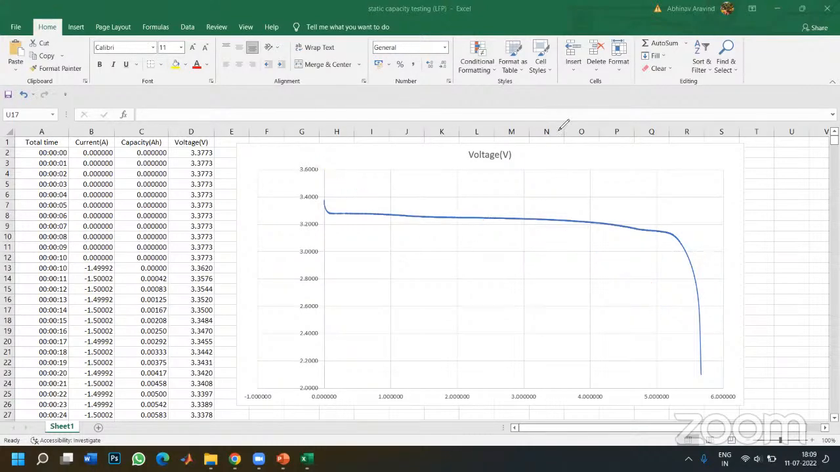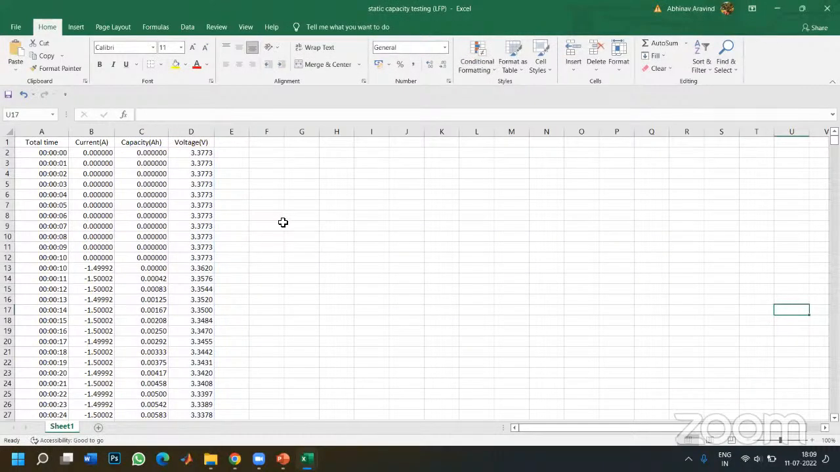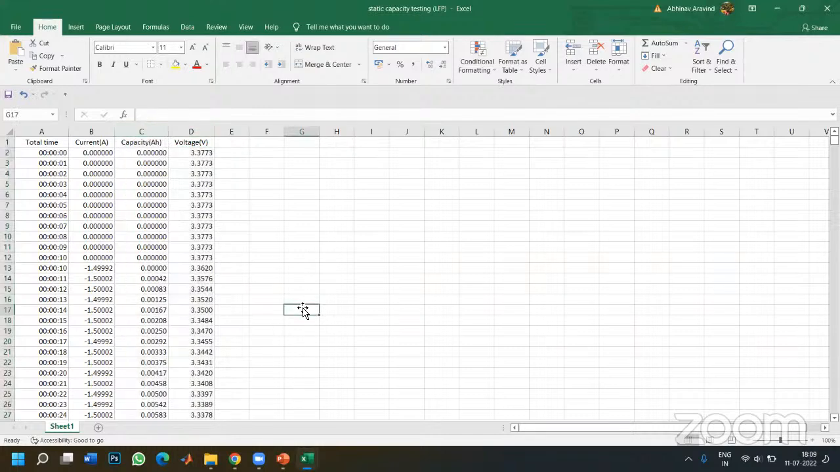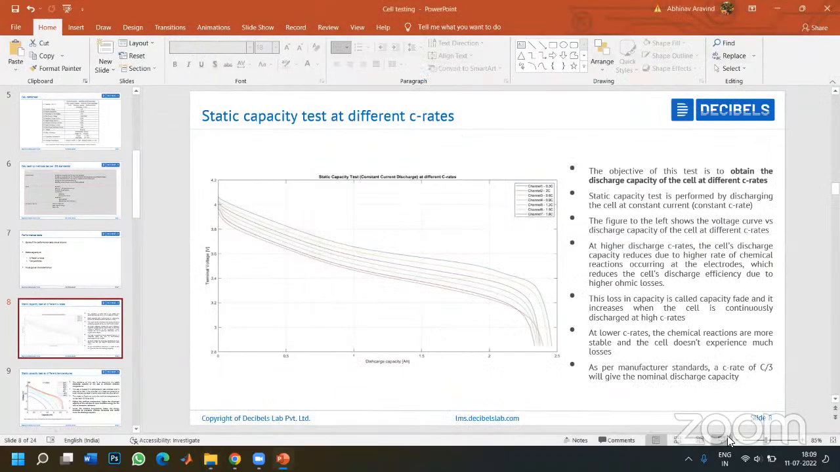Yeah. So if people have not received the file, it is okay. I will upload it once again at the end of the session. Please don't worry. And you can try and perform the same graphical analysis. So again, over here, you can see discharge capacity and voltage. So if you just select these two, you can plot the particular graph to understand what the discharge profile is. Okay. So yeah, and with this, we will proceed to the next topic.